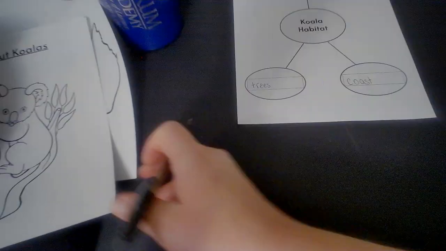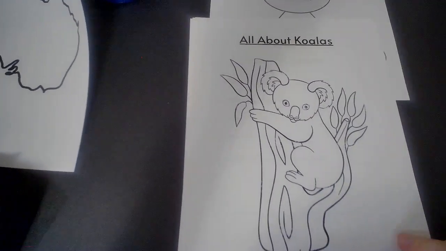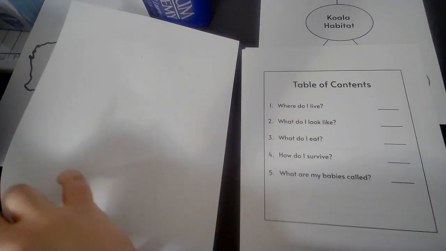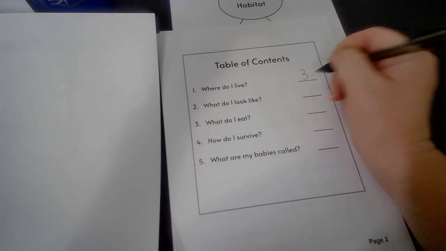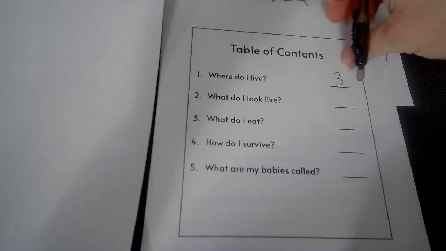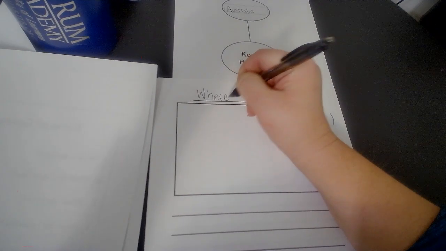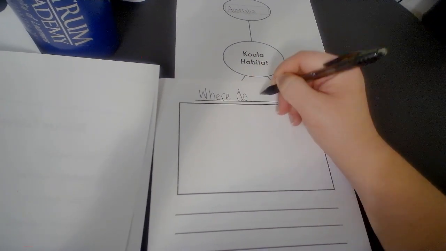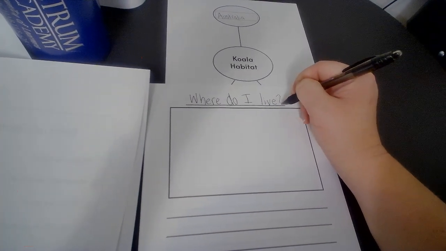Okay, now we're going to get your All About Koalas book. And we're going to open up to the page. Not this page. The next page. We're going to do page 3. So we're going to write down page 3 because this is page 2. Our next page will be Where Do I Live? So we're going to write down Where do I live? I'm going to have a question mark.